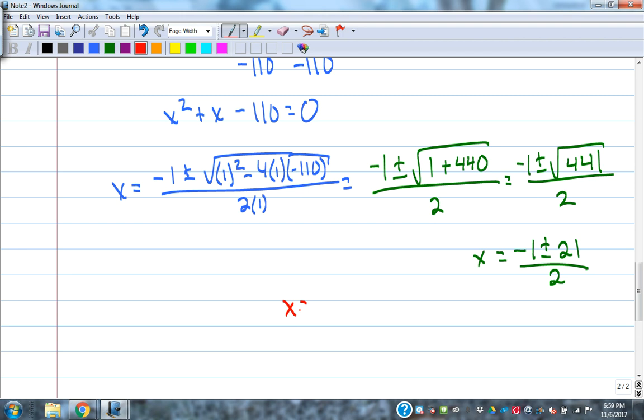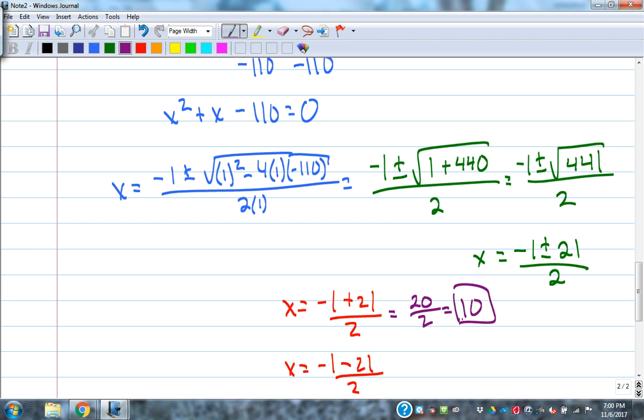So you get x equals -1 plus 21 over 2, and -1 minus 21 over 2. That's 20 over 2, which is 10. And -22 over 2, which is -11. That's out. So that's not consecutive to 10. But since this is not a distance problem, you actually can keep that.